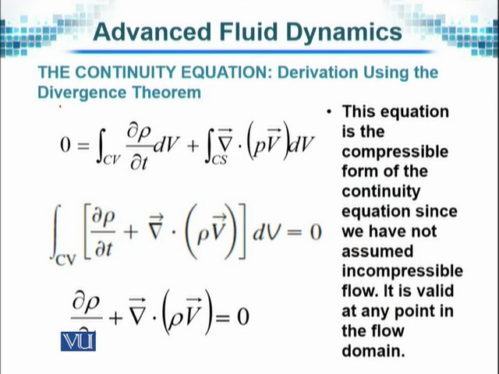Now this equation is only valid if the integrand is itself 0, and therefore delta rho by delta t plus divergence of rho v is equal to 0, where rho is the density and v is the velocity vector. Del is our vector operator. So this equation in vector form is known as the continuity equation, and we have derived it using Gauss's theorem. It is an equation of immense value. Basically, it says that mass is conserved, which is the law of conservation of mass.